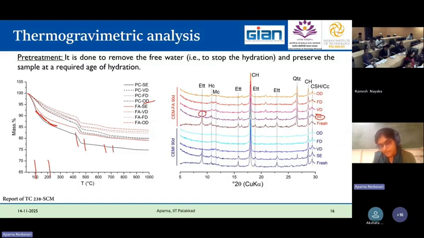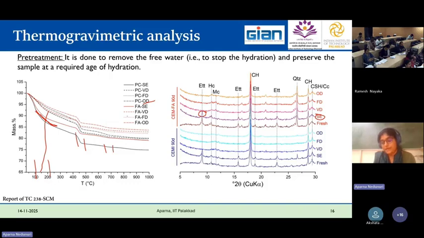And the ettringite decomposition will happen before 100 degrees centigrade. That's why we can see a lot of weight loss that is still preserved in the sample. This is not the free water that is available, but this is the ettringite that has been saved. Saved, I mean, like if it is oven drying, we are directly exposing the sample to 100 degrees centigrade.